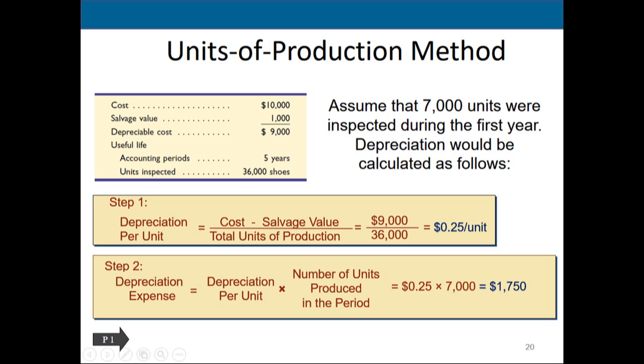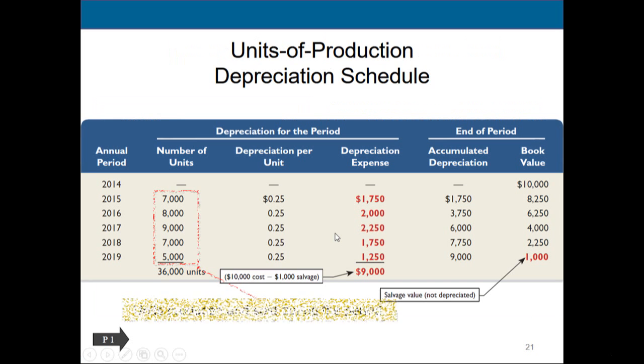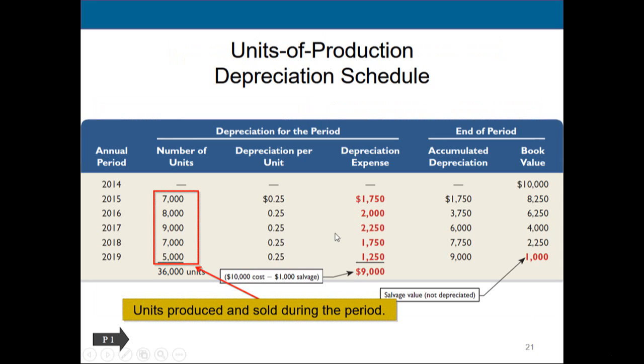So take $10,000 and subtract the $1,000 salvage value. Divide the result by 36,000 to get a cost per unit of 25 cents. To calculate your depreciation expense for this period, multiply the 7,000 shoes that were inspected by 0.25. Your depreciation expense is $1,750. The depreciation schedule shows you that your expense is based on how much the machinery actually produces.